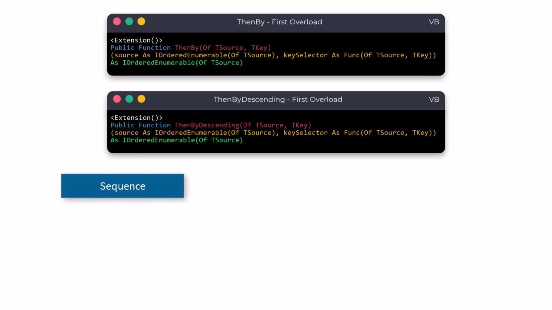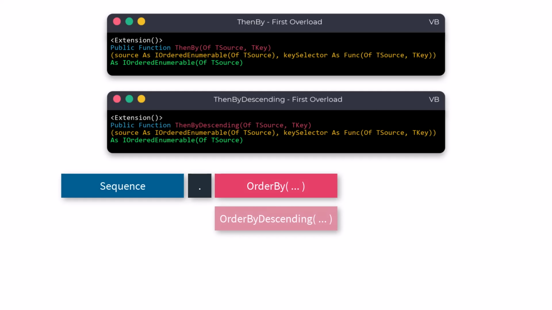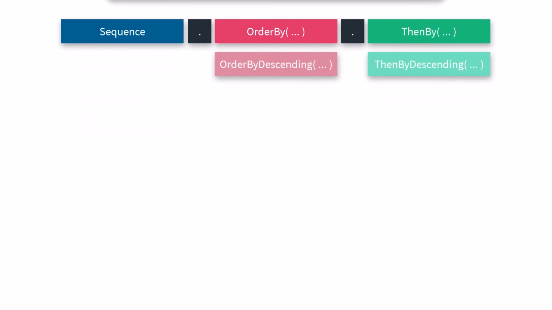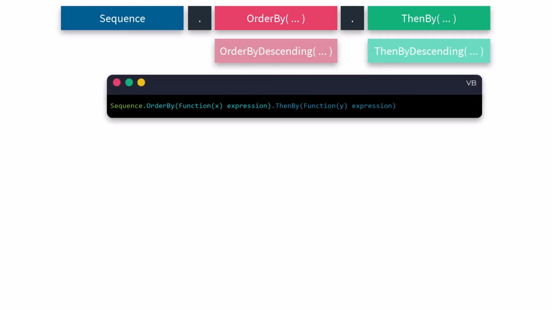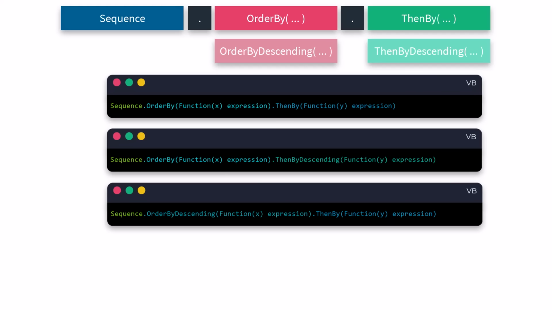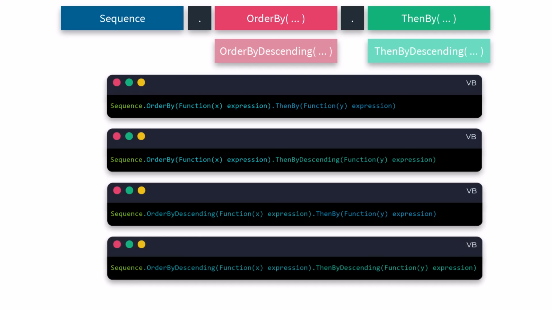We first have the sequence we want to sort. After that we use either orderBy or orderByDescending. After that we can use ThenBy or ThenByDescending. This means there are four combinations we could have using both methods. orderBy and ThenBy. orderBy and ThenByDescending. orderByDescending and ThenBy. orderByDescending and ThenByDescending.